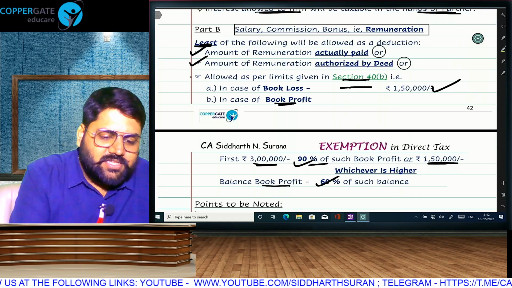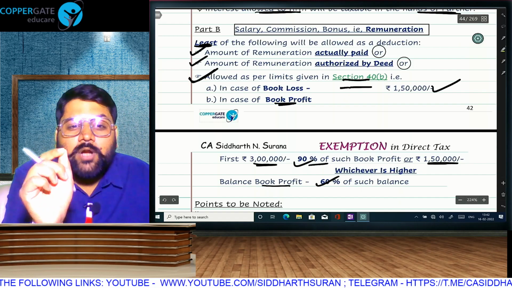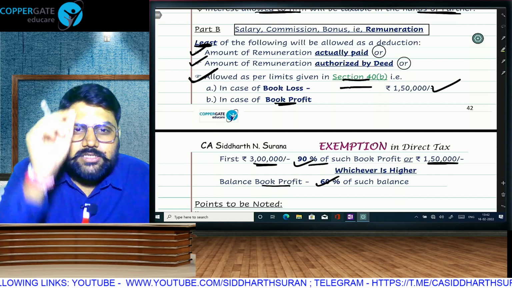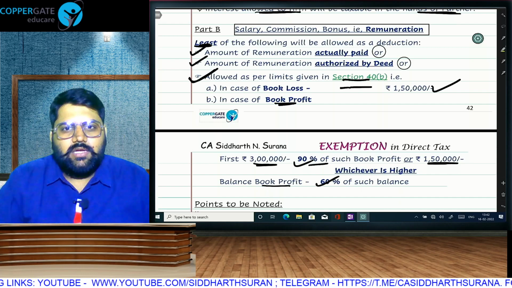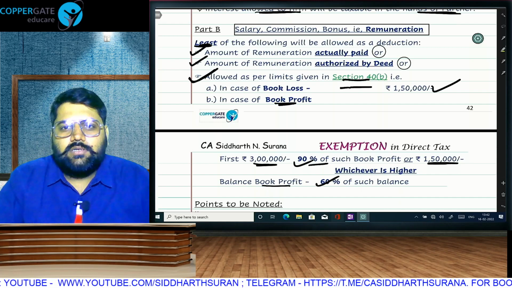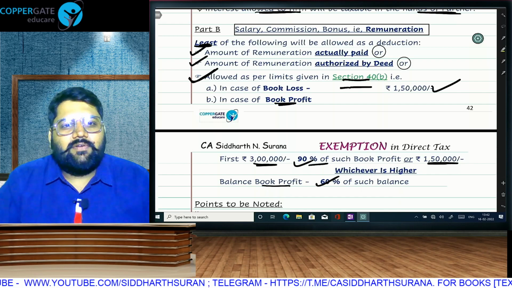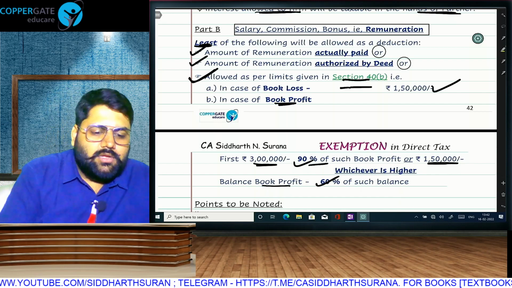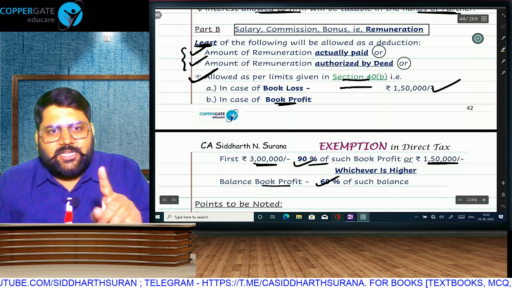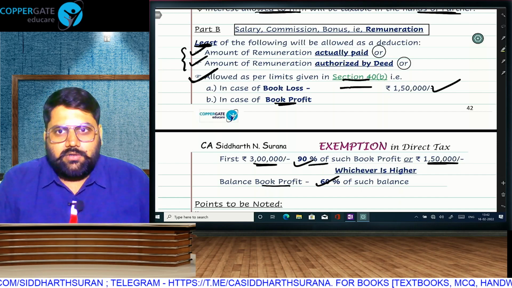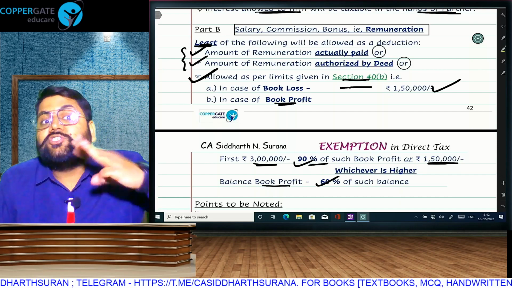Listen, this is the third limit. The brightest students make such a big mistake, such a big stupidity. Some bright and talented students, if they get book loss, they directly write 150 as the answer. No boss, compare with the other two. So actual deed or 150, whichever is lower. If you are getting book loss, 150 is your third limit.